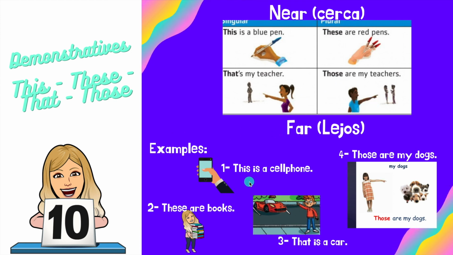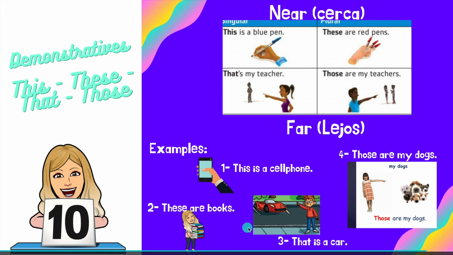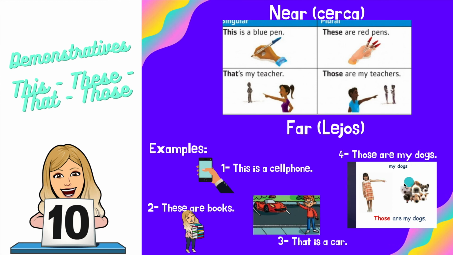Example 1, this is a cell phone. Pay attention to the hand and the cell phone. 2, these are books. Pay attention to the photo. 3, that is a car. The boy and the car are far, far away. And number 4, those are my dogs and they are far too.